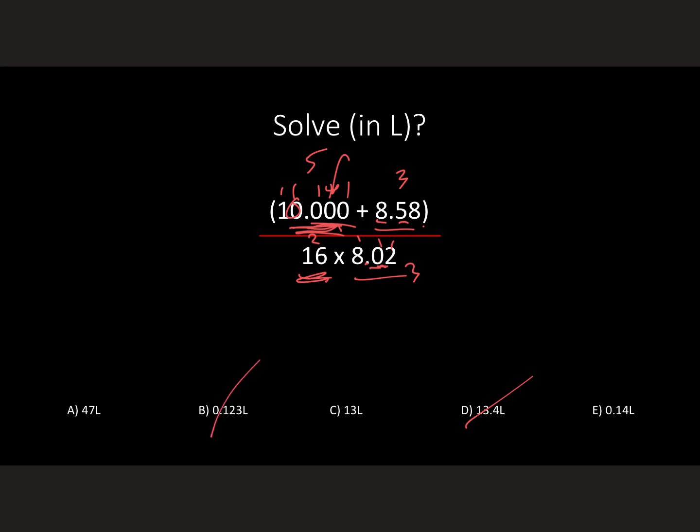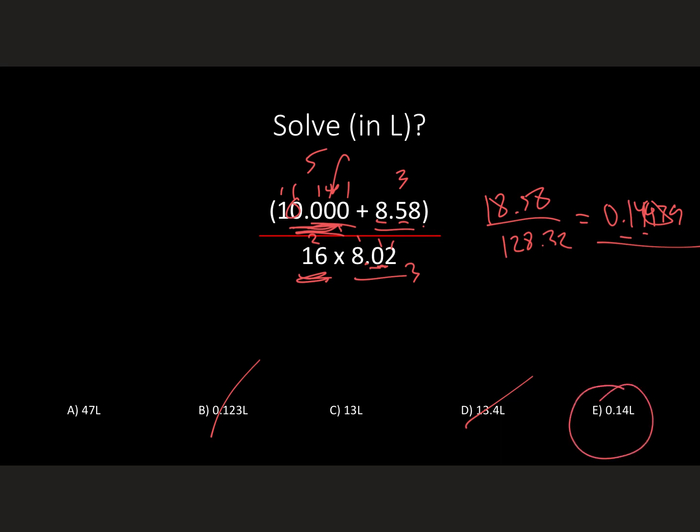So here we go. So the top is going to come out to 18.58. The bottom we have 128.32. And then this comes out to 0.14479. And then wait to the end to chop down on your sig figs, right? So here we've got 1, 2. That's a 4, so no rounding. So then our answer is going to be E.